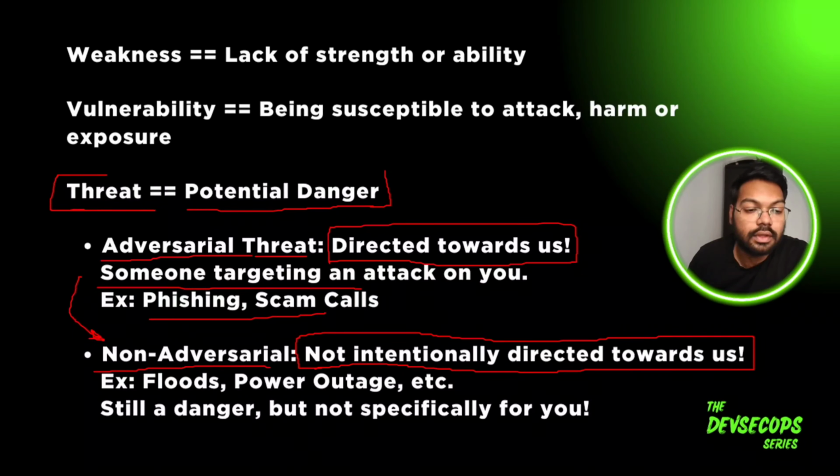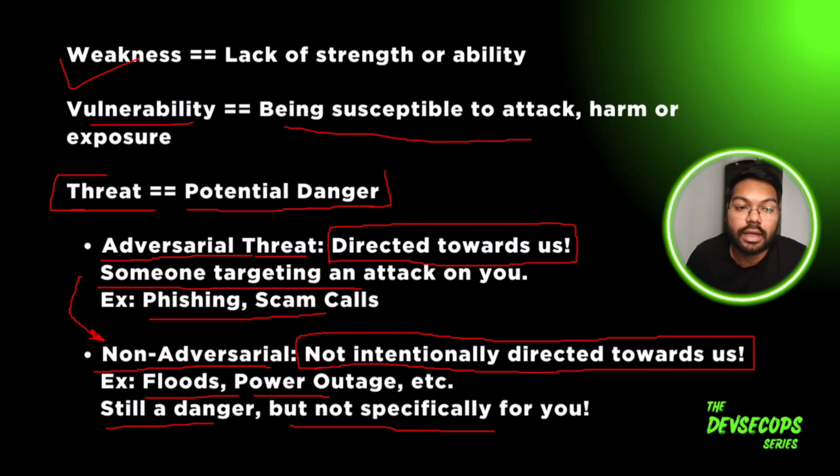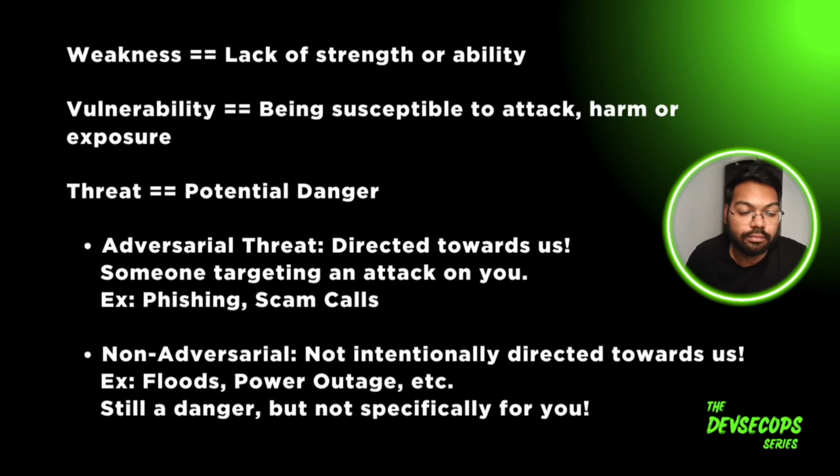Let's say phishing or scam calls. And let's say there are floods and power outages in your city. They are not intentionally for you, but they are general threats which are called non-adversarial, which would affect all of the other people along with you. Both are potential threats, potential dangers, but one is directed towards you, another one is not directed towards you. It's still a danger, but not specifically for you. That's the difference. So a weakness is a lack of strength. Vulnerability is being susceptible to attack. Then threat is a potential danger. I hope these things are clear to you.